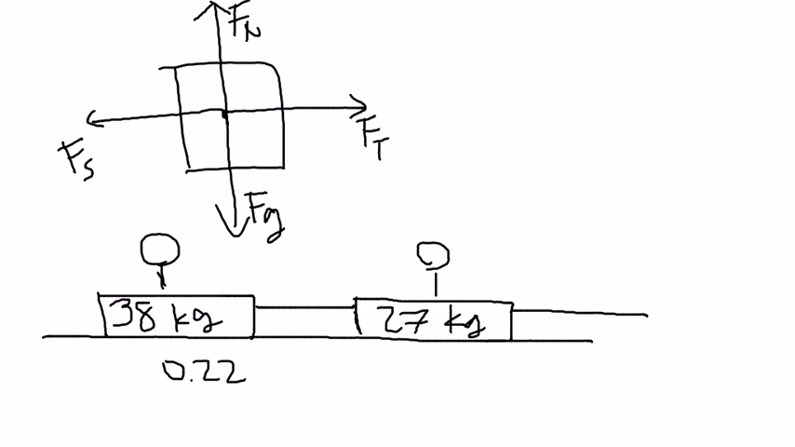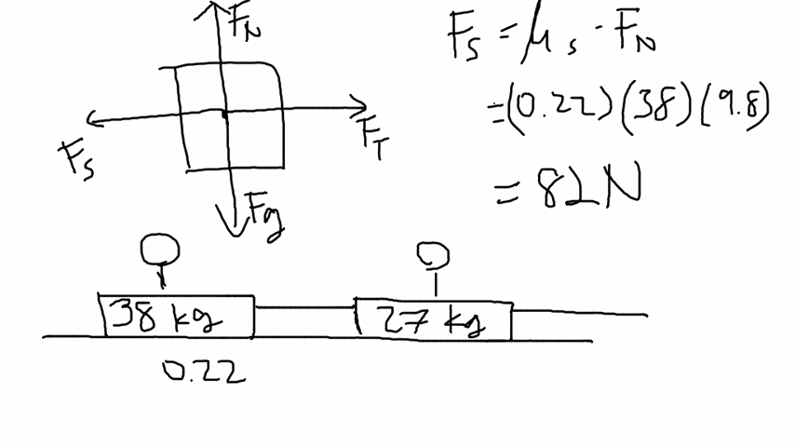Since the second sled does not move, the static friction must be equal and opposite to the tension force, so that both forces cancel out. Therefore, by calculating the static friction, it will tell us the tension force between the two sleds. If we plug in the numbers in the formula, we get 82 newtons. It is 38 in this case because we're only calculating the static friction for the second sled. So the magnitude of the tension in the rope is 82 newtons.